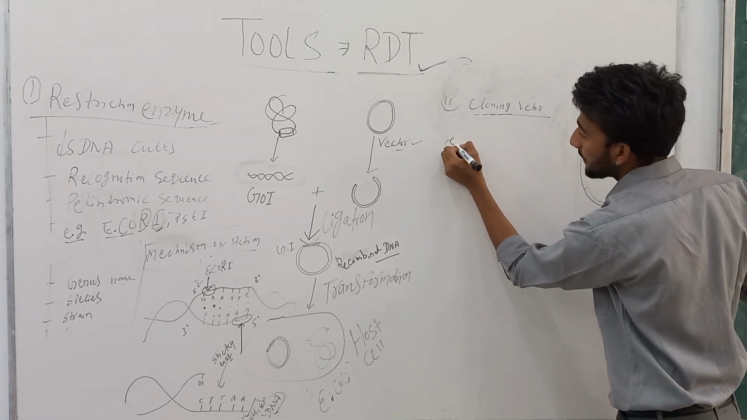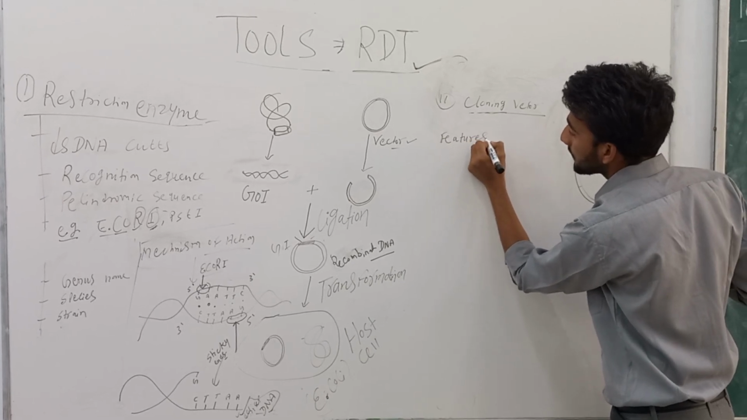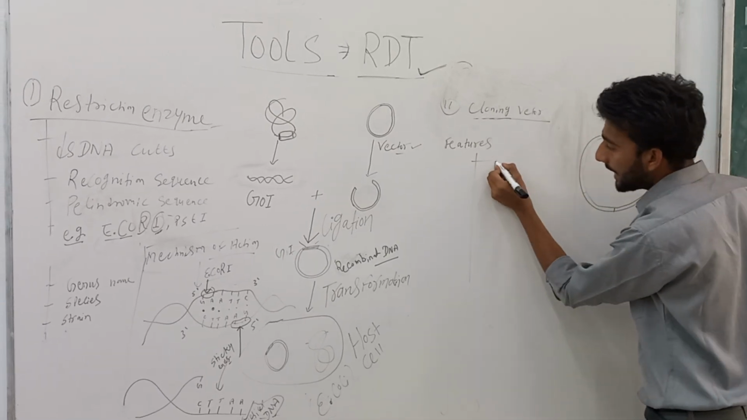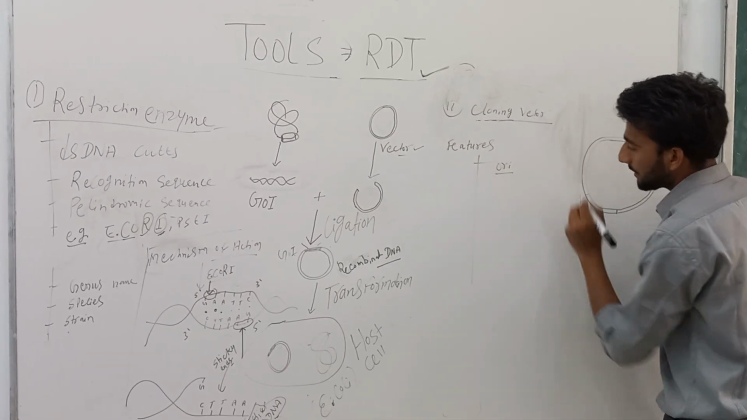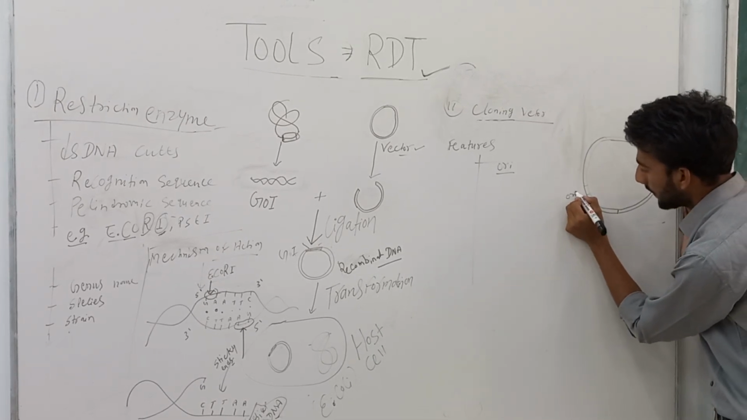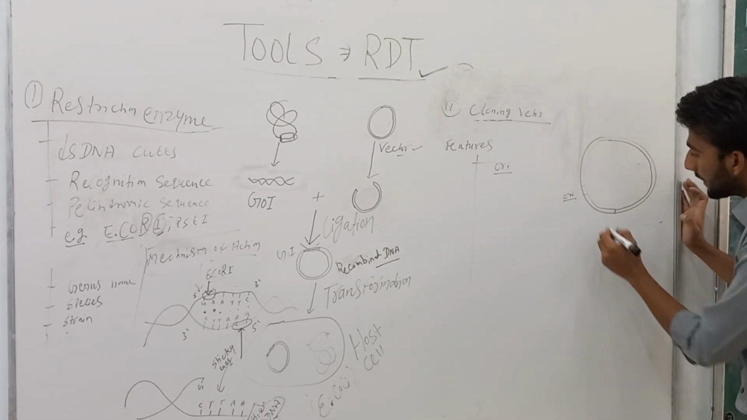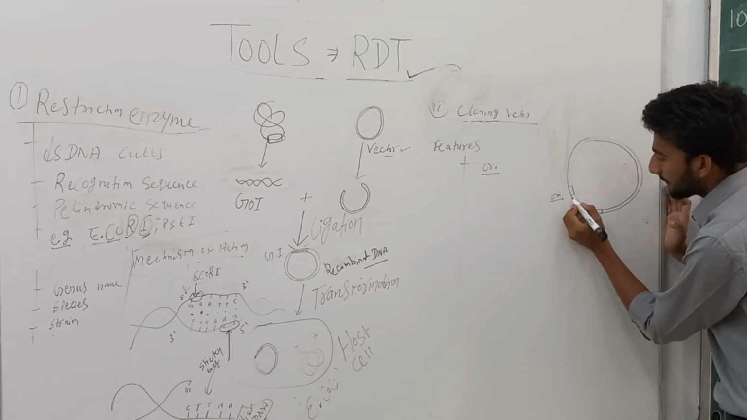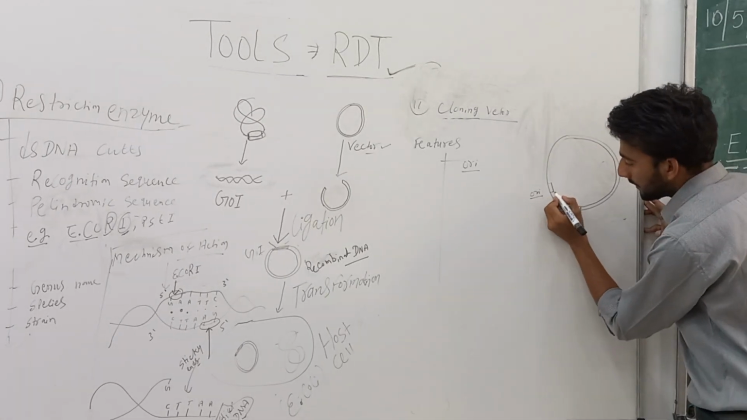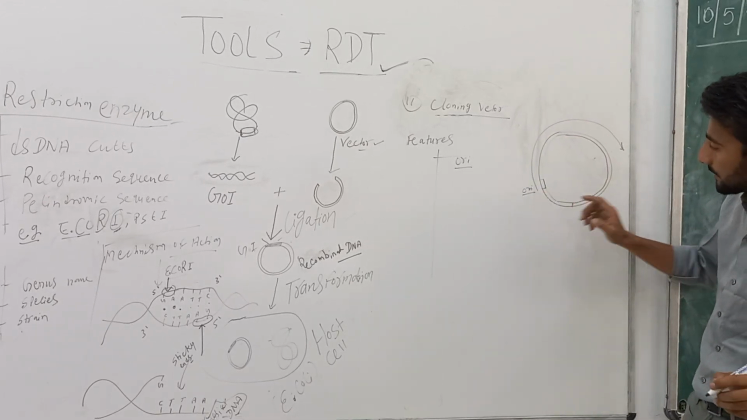Now, what are the features of a cloning vector? They have an origin of replication. What is ORI? A conserved DNA sequence from where replication starts. If we have an origin of replication sequence, then autonomous replication will start.